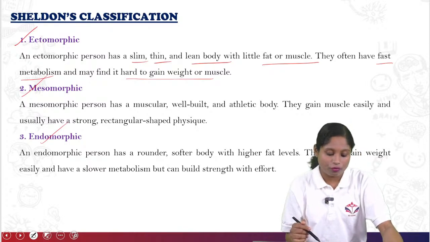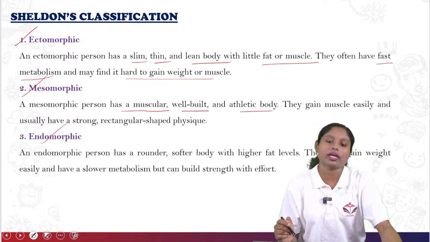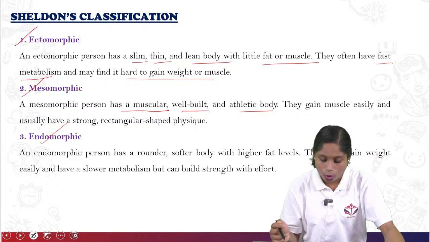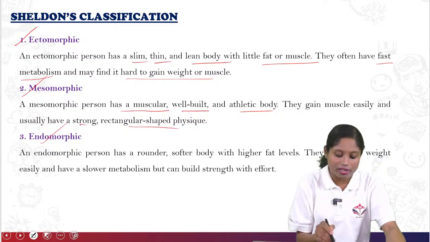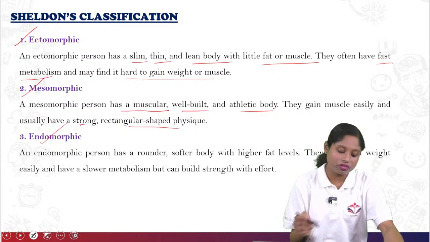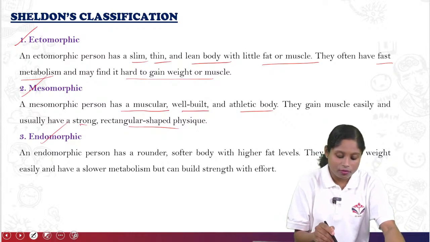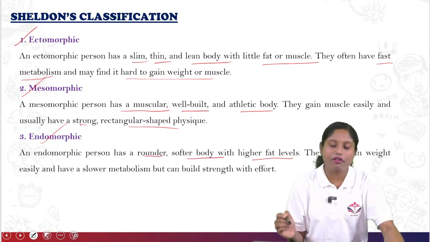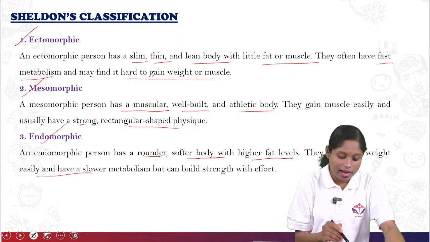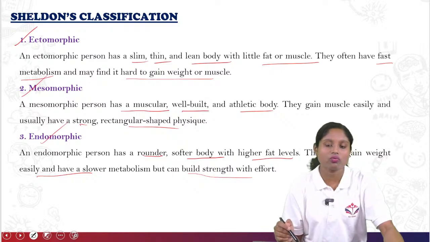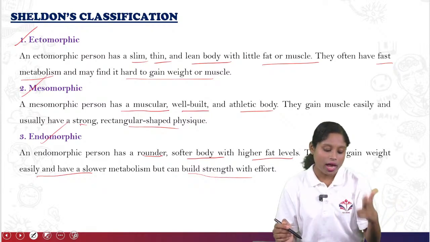Coming to mesomorphic, a mesomorphic person has a muscular, well-built and athletic body. They gain muscle easily and usually have a strong rectangular shaped physique. So that kind of person is known as mesomorphic. Coming to endomorphic, it's a person with a rounder, softer body with higher fat levels. They may gain weight easily and have a slower metabolism but can build strength with effort. So this is Sheldon's classification: ectomorphic, mesomorphic and endomorphic.